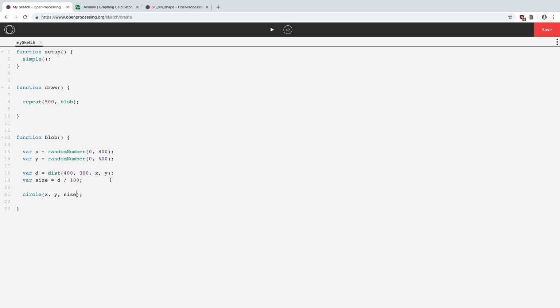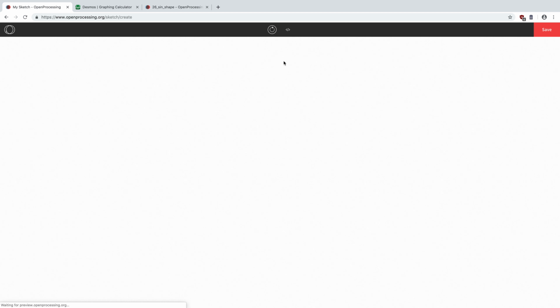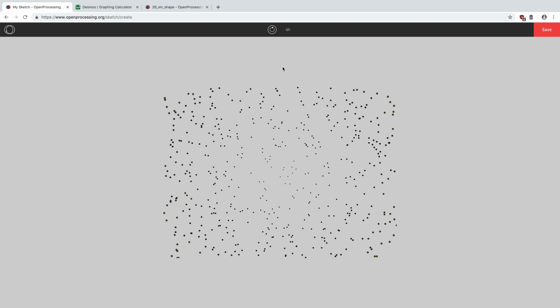So that should mean that nearer the center of the canvas, that distance is small, so the size of the circle is small, so we have small circles. And as we move away from the center of the canvas, the distance is large, and the circle size will be large as well. Let's see. They are smaller in the center. They are bigger over here.